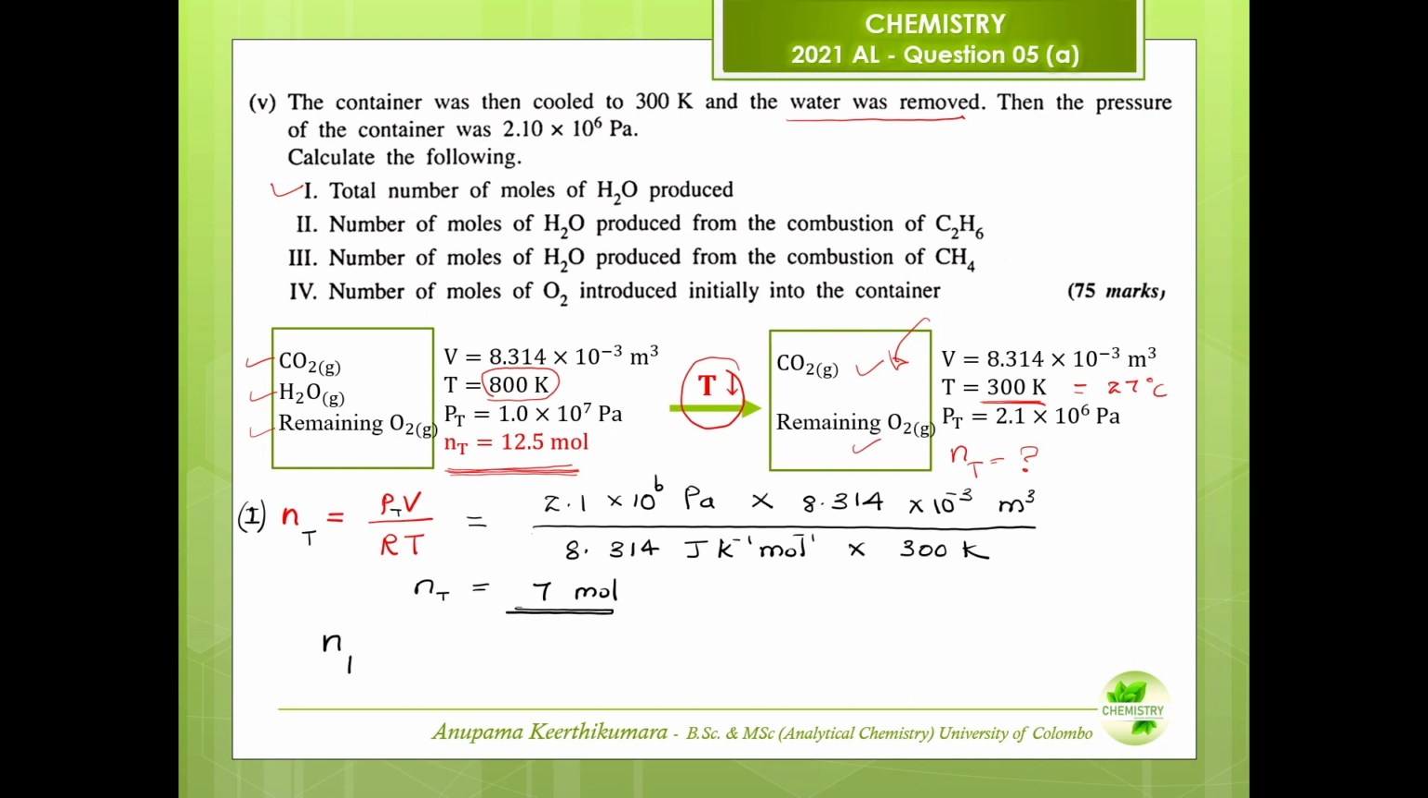The number of moles in total at 800 Kelvin is 12.5 moles, and now it's 7 moles. This difference gives you the answer. So the number of moles of H2O produced is 5.5 moles.